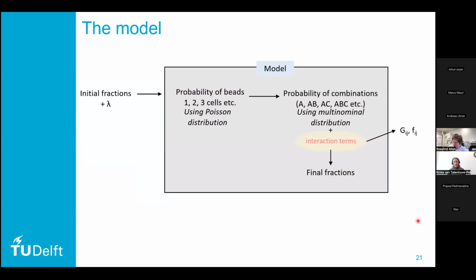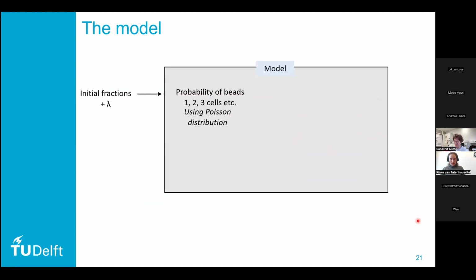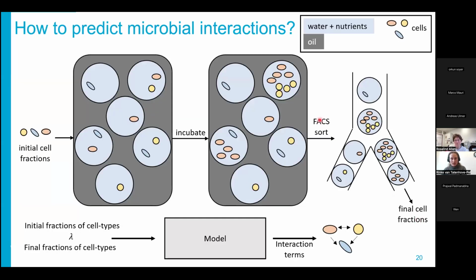So what are these interaction terms? We have 2 of them. I'm still used to calling it CIJ, but we changed it to GIJ. I might sometimes still say CIJ. And FIJ. This GIJ is actually the number of cells that we get per droplet. So it is relative. And it tells you whether we have a lot of cells per droplet or very little cells per droplet. And the FIJ gives us the fraction of cells within the droplet.